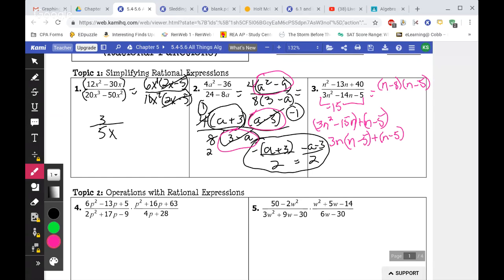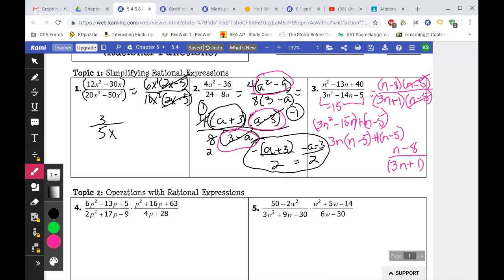And basically this is an understood 1 out front. So then I know that my factors up here are going to be 3n plus 1 and n minus 5. So I can cancel the n minus 5s. So my final answer is n minus 8 all over 3n plus 1.